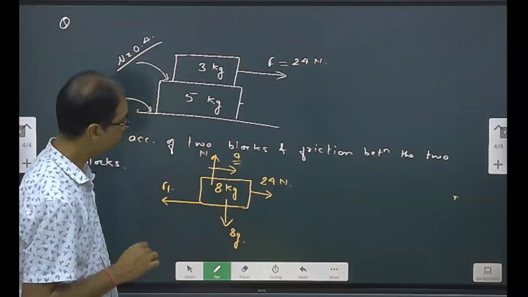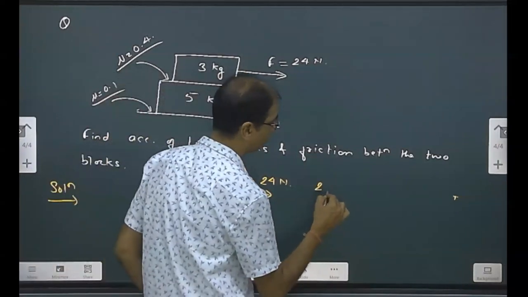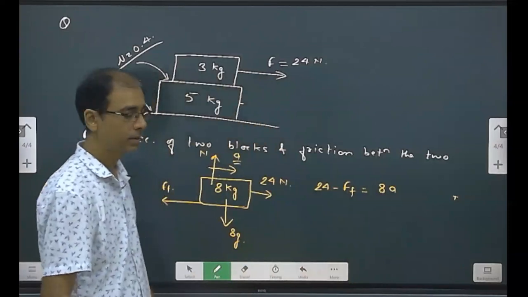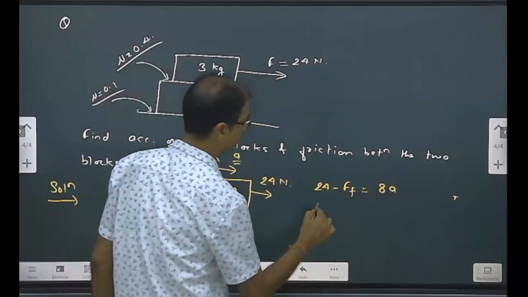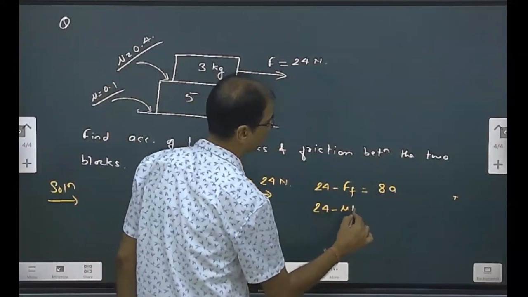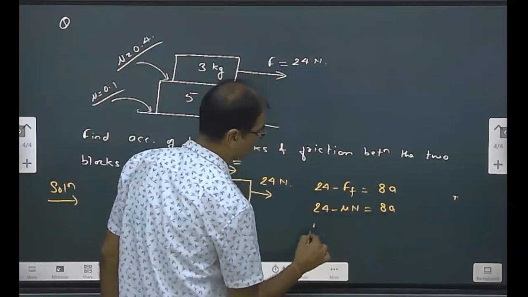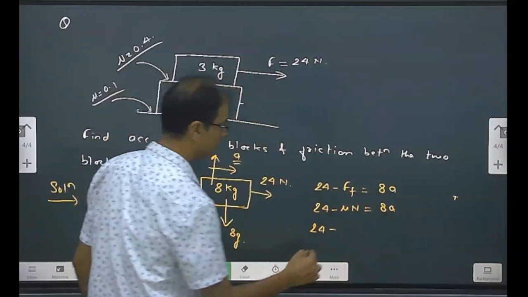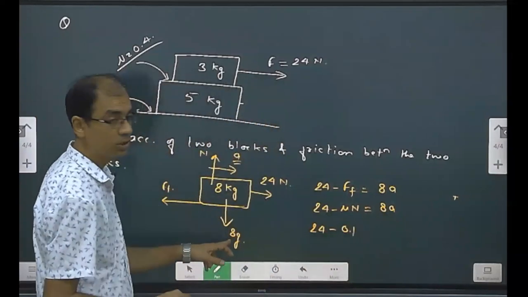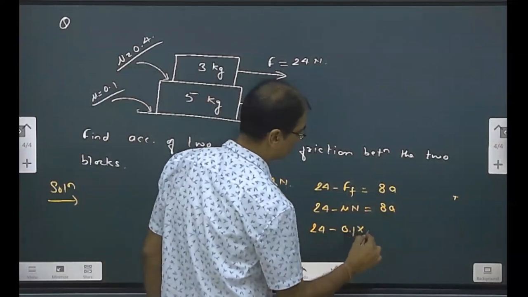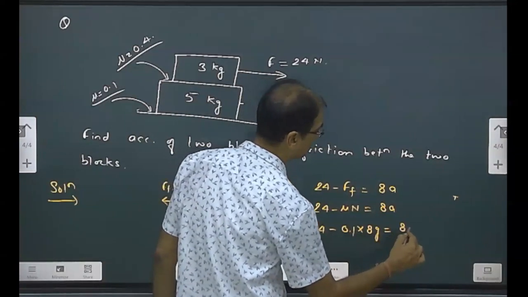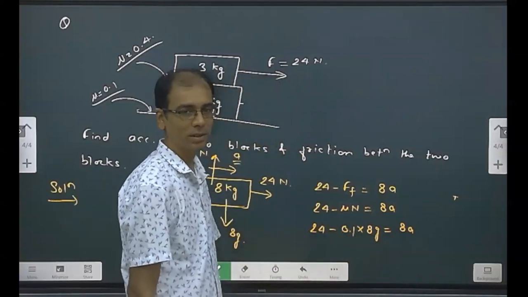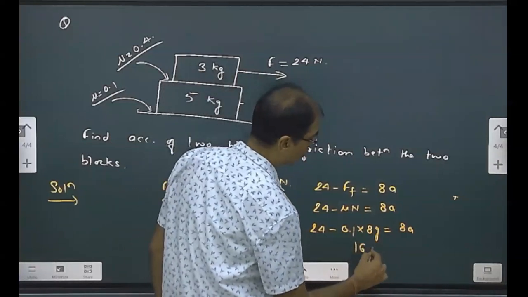Okay. So fine. This equation will become 24 minus force of friction equal to 8 into their common acceleration, whatever that is. So 24 minus mu N equal to 8a. So 24 minus mu. What is mu we have taken? 0.1. So 0.1 into 8g. So 8g equal to 80. Now 8g means 80. 80 into 0.1 means 8. 24 minus 8 is 16. So 16 equal to 8a.